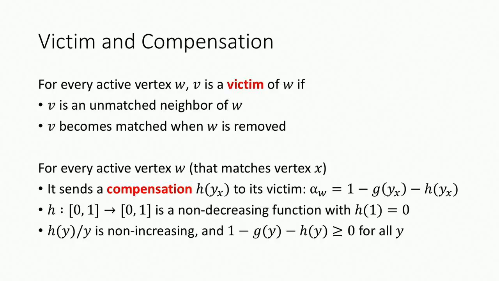Now, of course, this is just a motivating story, but the actual intuition is different from this one. But let me be a bit formal. So for every active vertex w at the end of the matching process, I'm going to define a victim of this vertex w, if there exists an unmatched neighbor of it that would become matched when w is removed. Now, when that happens, w is going to send a compensation that depends on the rank of the neighbor that it matched to.